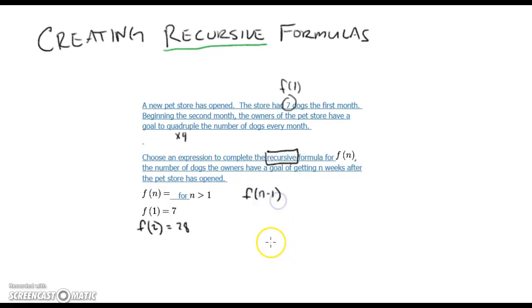But in recursive functions, our function comes from the previous output. So rather than, I plug in 1, I get out 7. No, now we plug in the previous output, which is 7, and I want to get 28 out. What do I have to do to 7 to get 28 out? Well, I multiply it by 4. So 4 times the previous term is my recursive formula. 4 times 28 will give you the next one, and then I continue doing that multiplication.